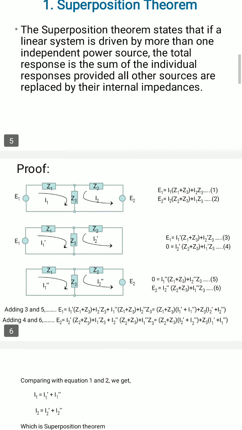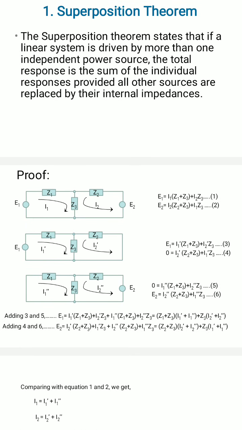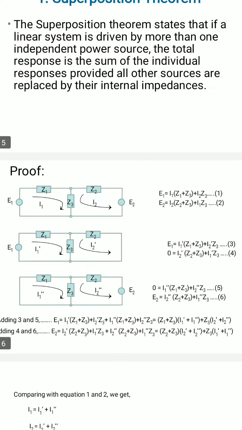So here we have a network with two sources. The superposition theorem applies when the network has two or more sources. Here in this network you can see two sources, E1 and E2.